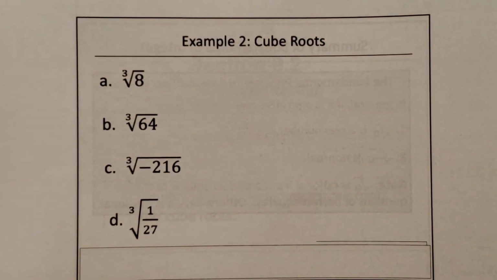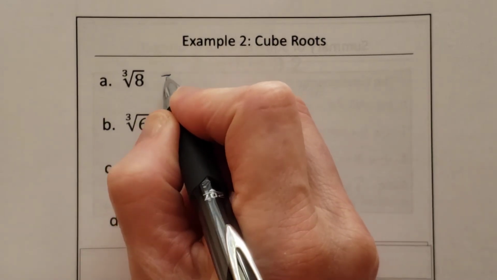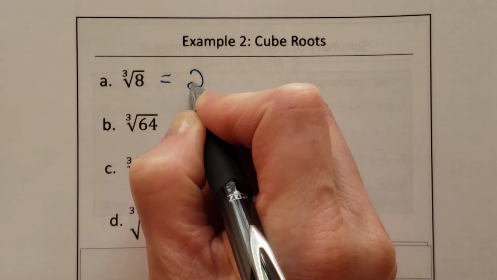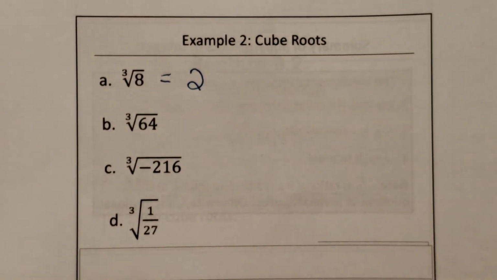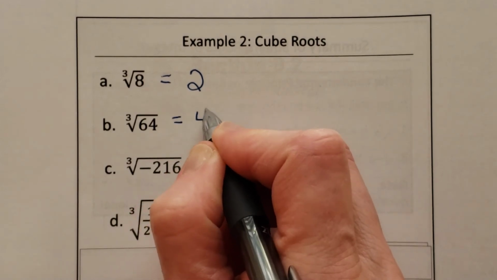All right, so since you have your list of perfect cubes, you see that these are all perfect cubes. So what number times itself 3 times is 8? The answer is 2. 2 is the cube root of 8. The cube root of 64 is 4.